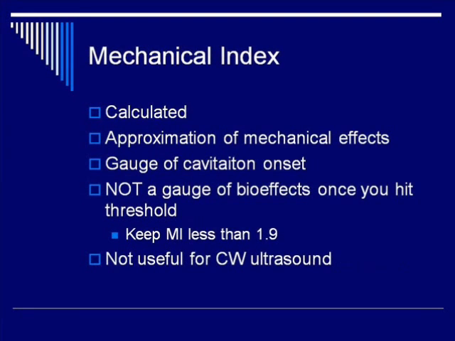Knowing what we know now, let's return to mechanical index. Mechanical index is a calculated number based on ultrasound parameters and facts about the ultrasound machine that the manufacturers build into the programming. It's an approximation of mechanical effects. It's a gauge of cavitation onset. It is not a gauge of bioeffects once you reach the threshold. The most important thing to know about mechanical index is that so long as the mechanical index is less than or equal to 1.9, you're almost certain not to have any bioeffects. It's specifically not useful in color Doppler.